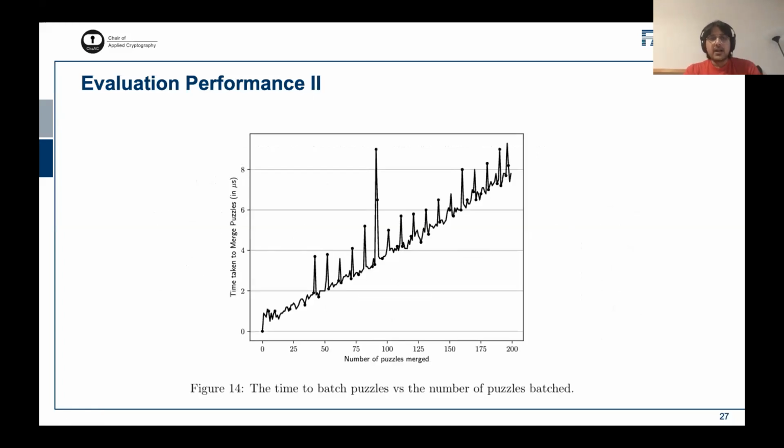Okay. And we also evaluated this homomorphic packing strategy. So how long does it take to pack n minus t plus 1 puzzles together? And it's really, really fast. This is in microseconds. If you want to pack 200 puzzles, you just need 8 microseconds. So this is really fast.